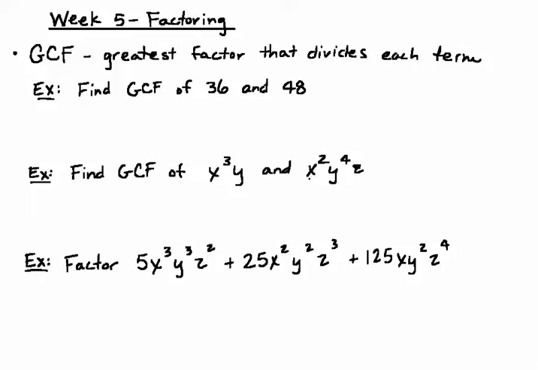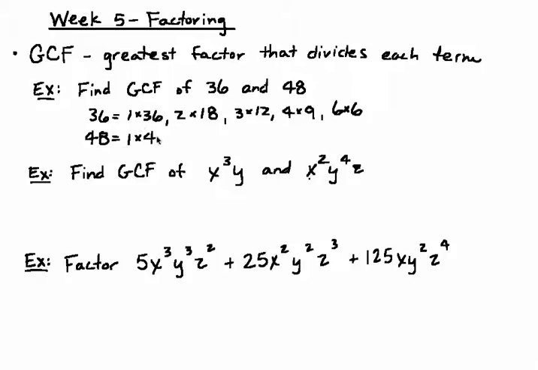When we're looking for the GCF of two numbers such as 36 and 48, you can list out all the factors of each term. 36 can be written as 1 times 36, 2 times 18, 3 times 12, or 4 times 9, or also 6 times 6. For 48, your factors include 1 and 48, 2 and 24, 3 and 16, 4 and 12, and 6 and 8.